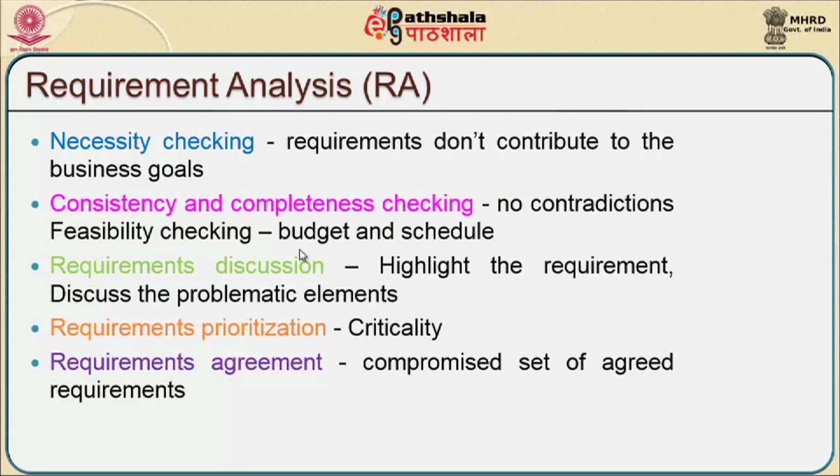And there will be another phase called requirements discussion, which will generally highlight the requirements and discuss the possible problematic elements. And we try to prioritize all the requirements in terms of the criticality mentioned. Finally, it will be taken to the agreement phase, where we compromise on a set of agreed requirements. So whatever is feasible within schedule and within the allocated budget will be compromised with the stakeholders.